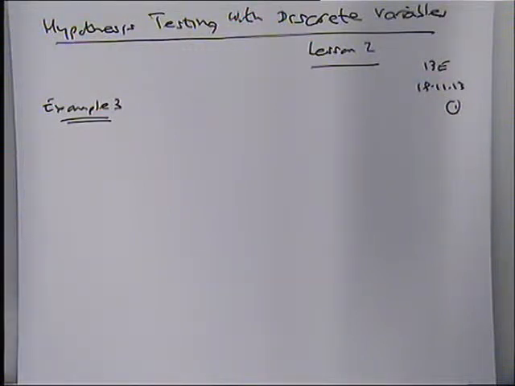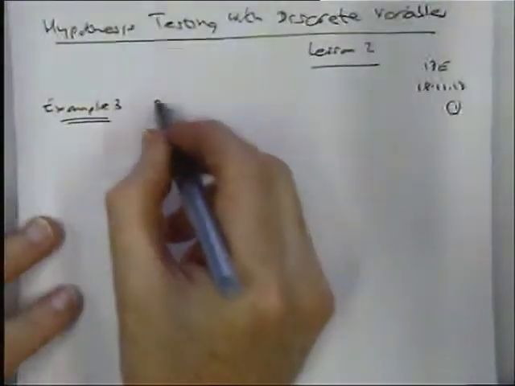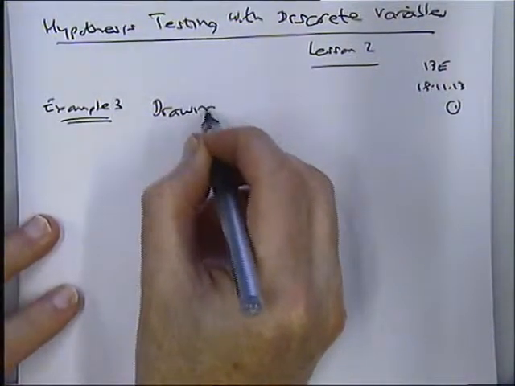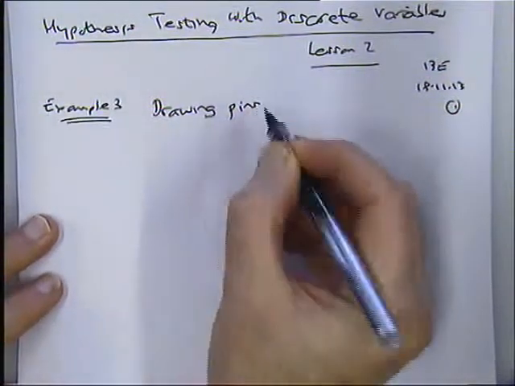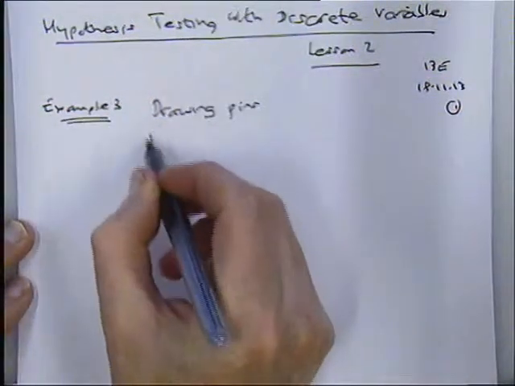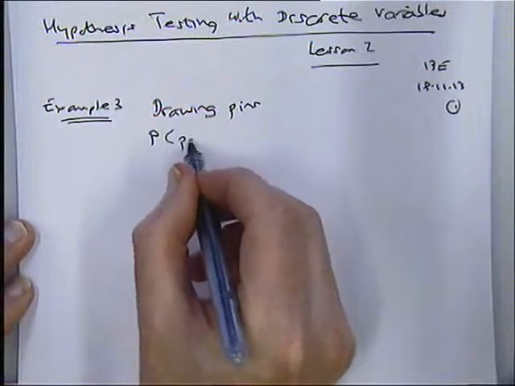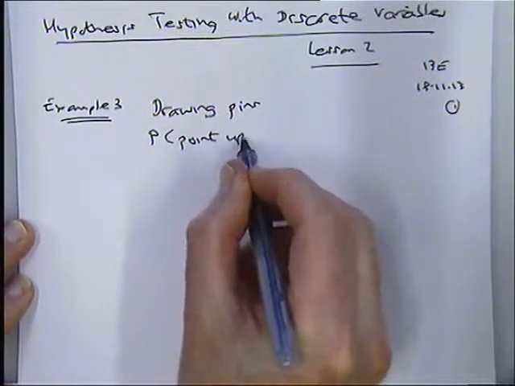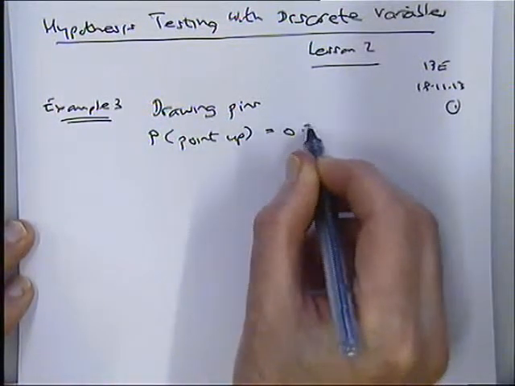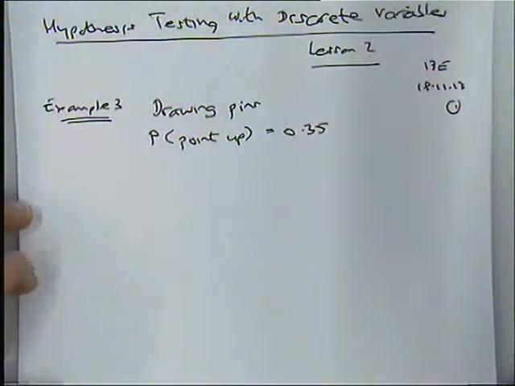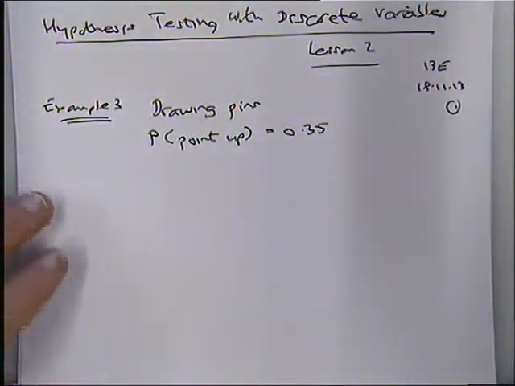So this is the second lesson we've got on hypothesis testing with discrete variables, which we started last time. Example 3 is all about a drawing pin, or several drawing pins. And we know that the probability of a drawing pin landing point up, from lots of trials in the past, is 0.35.